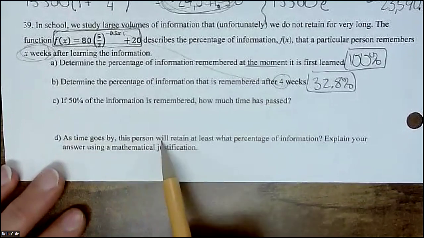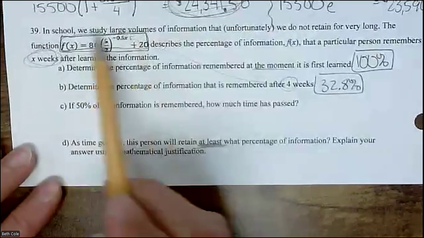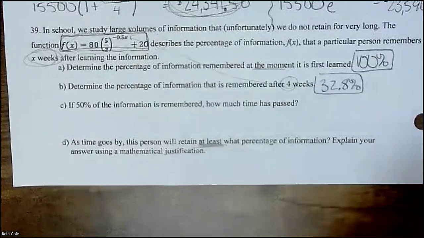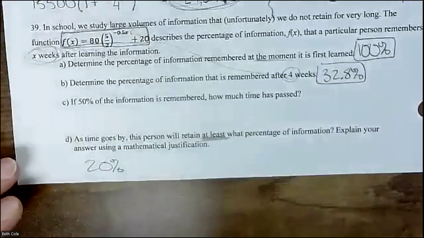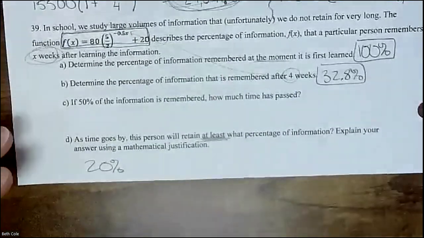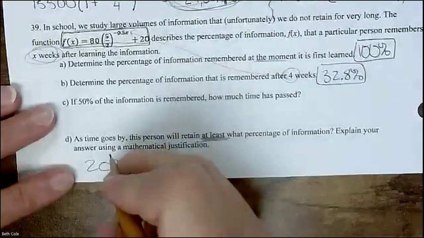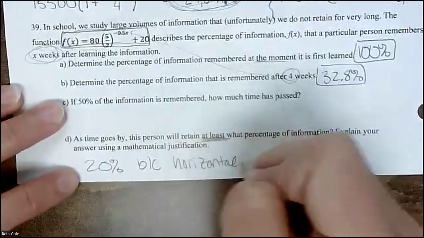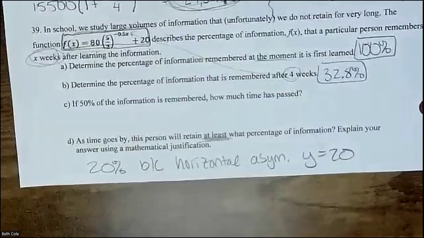As time goes by, this person will retain at least what percentage of information? I want you to look at this equation. They're going to lose information, but where's it going to level off? Why 20? There is a plus 20, which means what's in the graph? Horizontal asymptote, 20%, because horizontal asymptote, you can abbreviate, y equals 20.